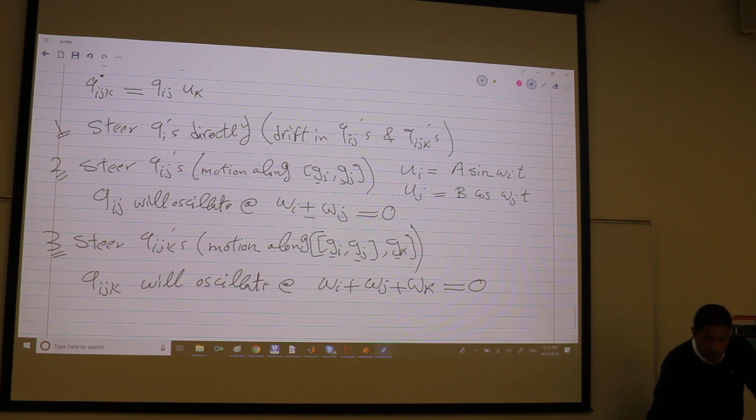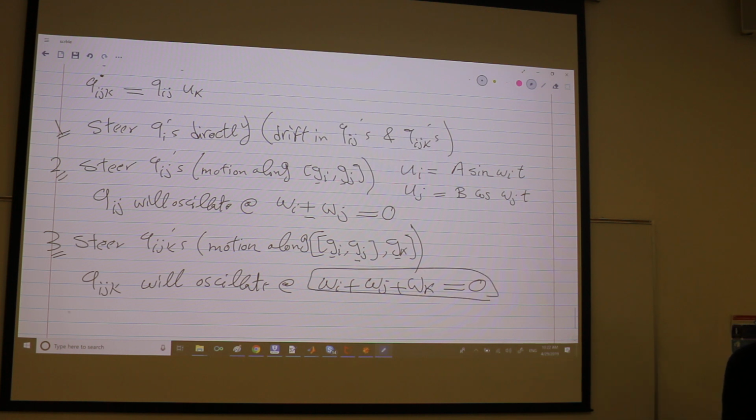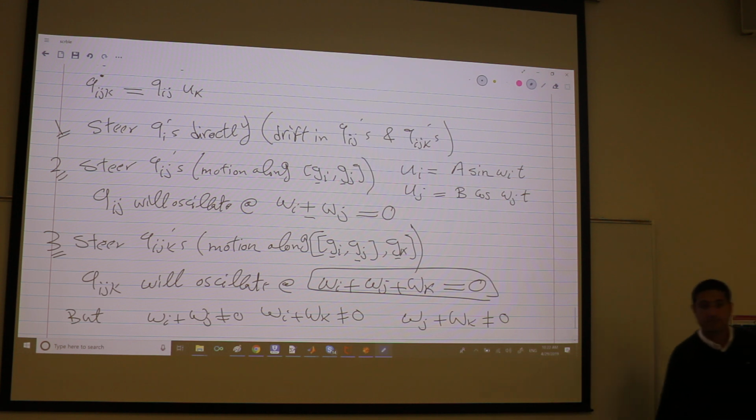which means we don't want this to be 0 for any combination. So we want this to be 0, but we don't want omega i plus omega j to be 0, or omega i plus omega k to be 0, because this will create motion along the corresponding Lie bracket, or omega j plus omega k to be 0. Okay, we don't want that, right?